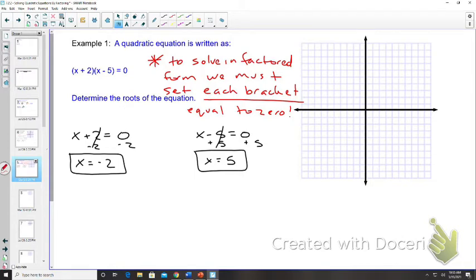Okay, so negative 2 and positive 5. That's not enough just to put your points on there, you have to tell me the coordinate. So we have 5 and 0 and negative 2 and 0.